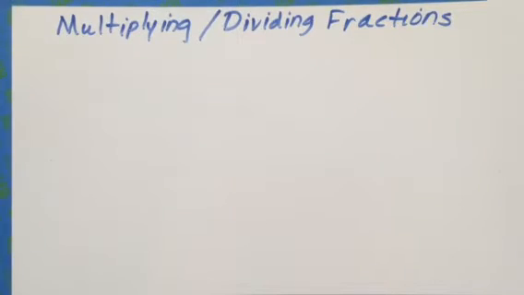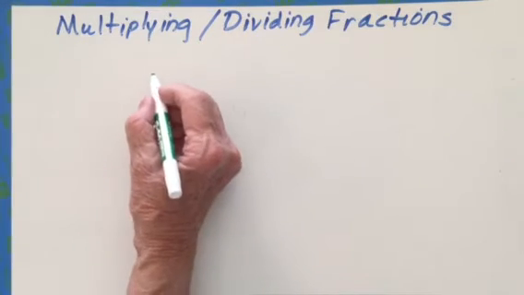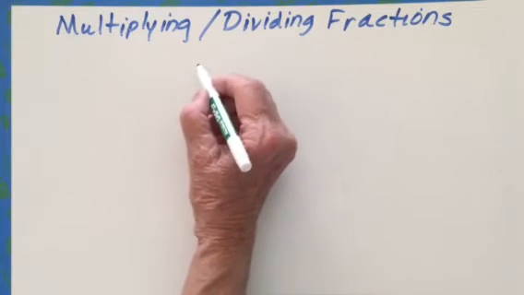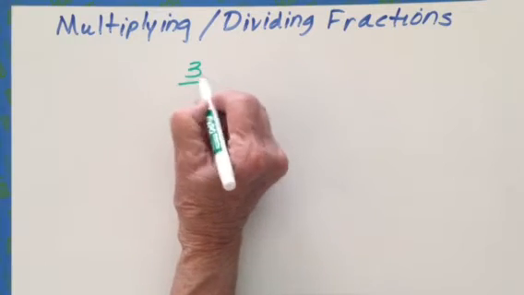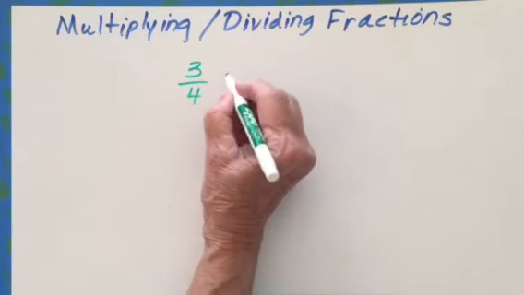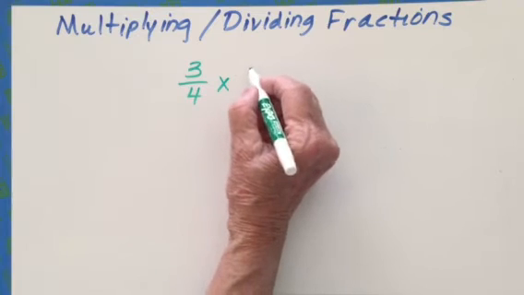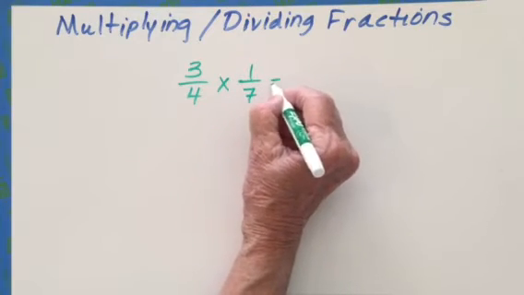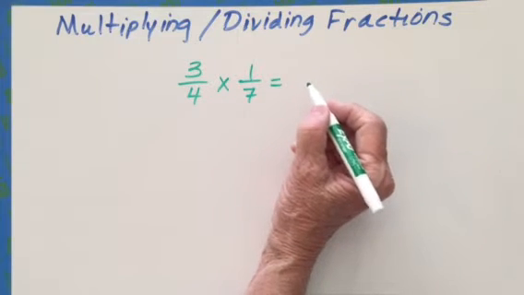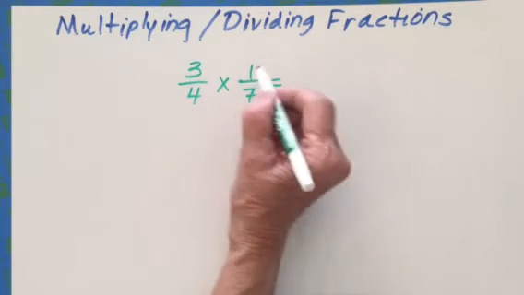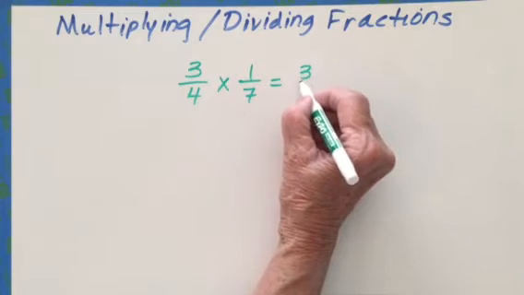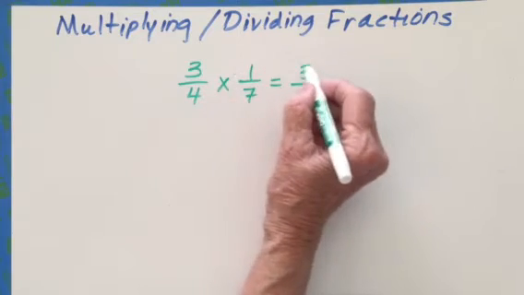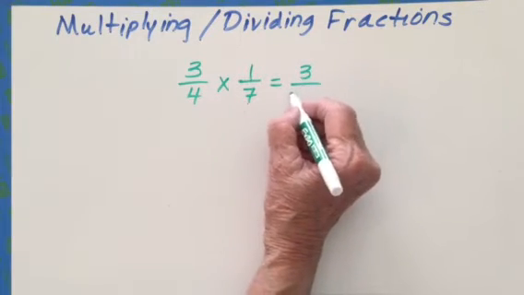In this video, we're just going to do a quick review of multiplying and dividing fractions. Let's say I have this fraction, 3/4, and I want to multiply it by 1/7. Here's what you can always do. Multiply straight across. 3 times 1 is 3. 4 times 7 is 28.